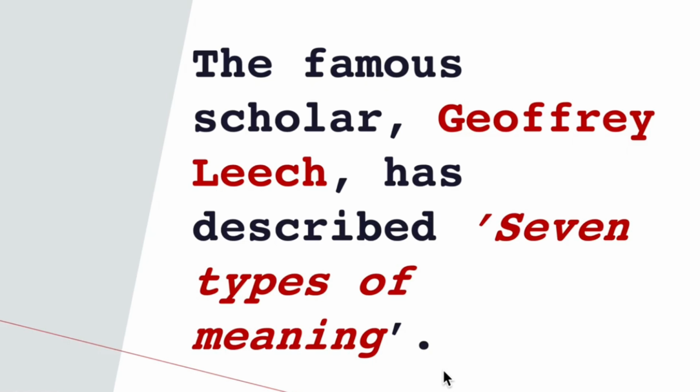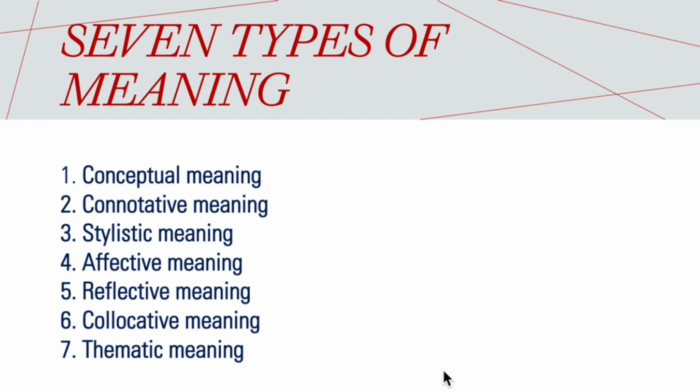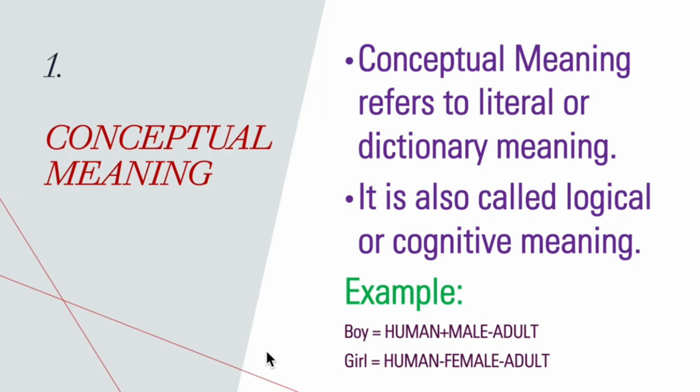The famous scholar Geoffrey Leech has described 7 types of meaning. Those 7 types of meaning are as follows: conceptual meaning, connotative meaning, stylistic meaning, affective meaning, reflective meaning, collocative meaning, thematic meaning. Let's discuss each one of them.